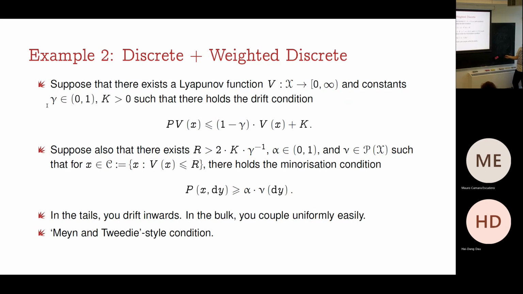And in the bulk of the distribution, you couple uniformly easily. And inside this set, everyone's friends with probability alpha. Right? And so you'll see this referred to as a Meyn and Tweedie style condition because of Meyn and Tweedie's book on Markov chains and stochastic stability. And they push this reasonably far.